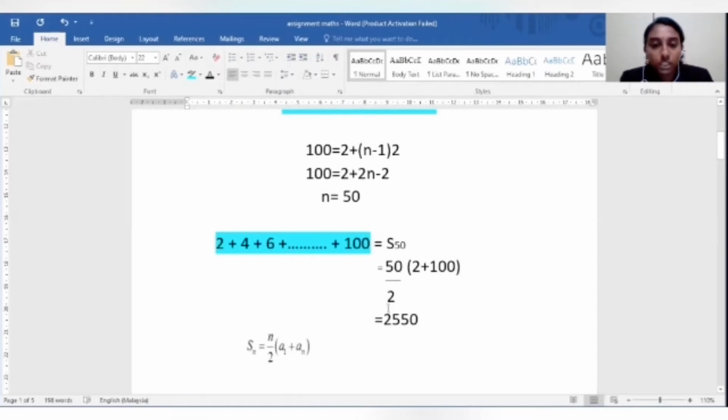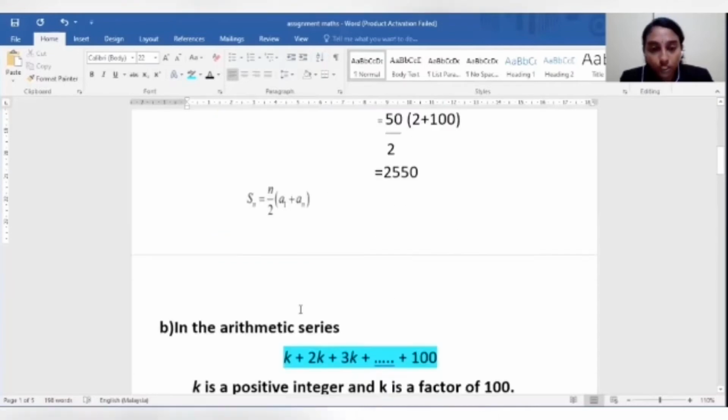I just put it here, and then what we have to do is settle this equation first. Then only we can divide. So if we settle this, we will get 102. So 50 divided by 2 times 102. So we will get 2550. This is the answer for the first question.